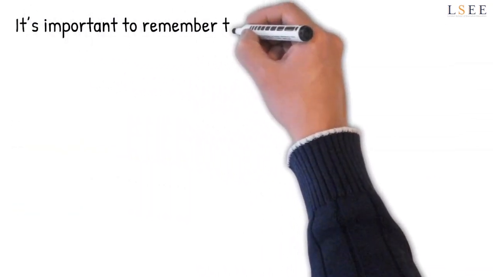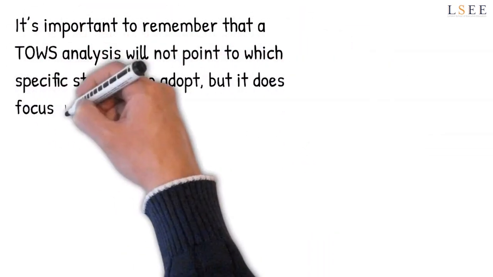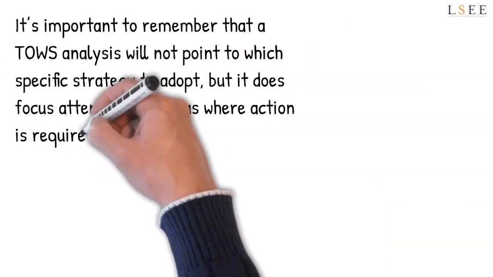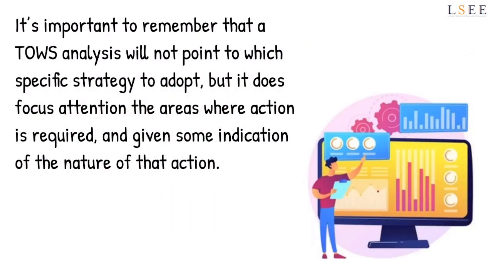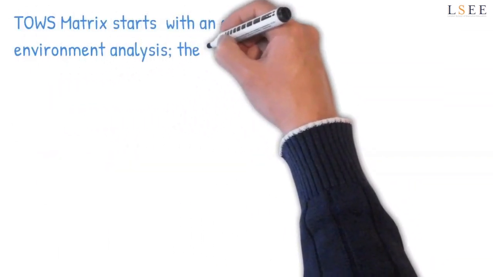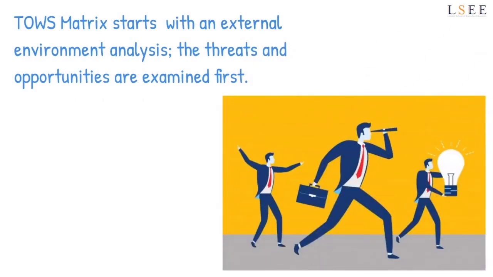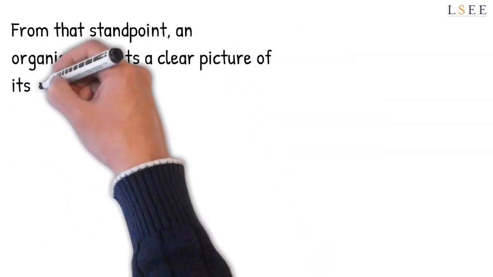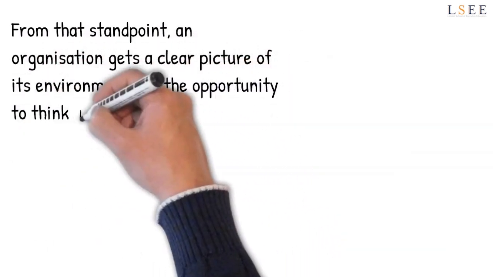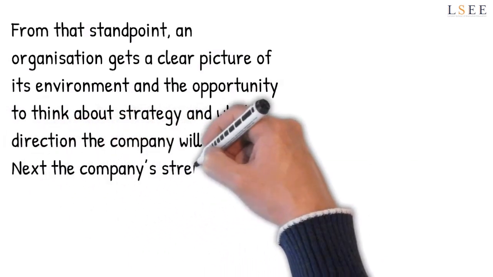It's important to remember that a TOWS analysis will not point to which specific strategy to adopt, but it does focus attention on the areas where action is required, and gives some indication of the nature of that action. The TOWS matrix starts with an external environment analysis. The threats and opportunities are examined first. From that standpoint, an organization gets a clear picture of its environment and the opportunity to think about strategy and what direction the company will go in.